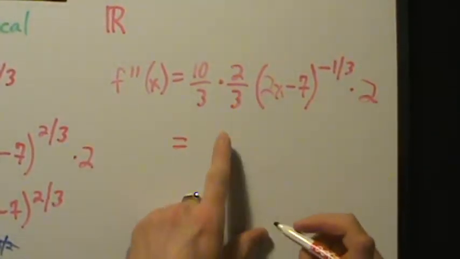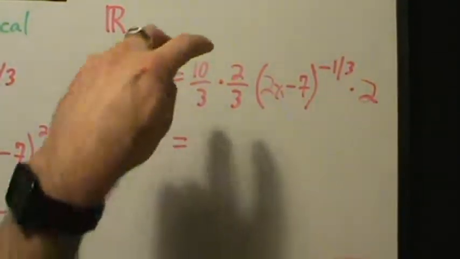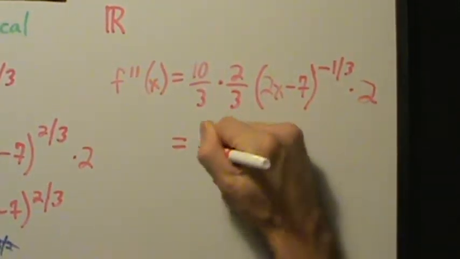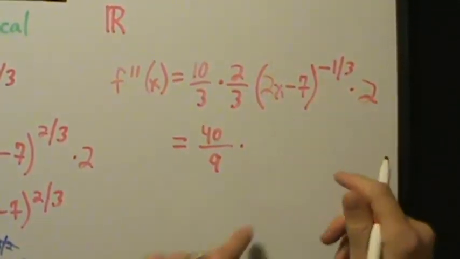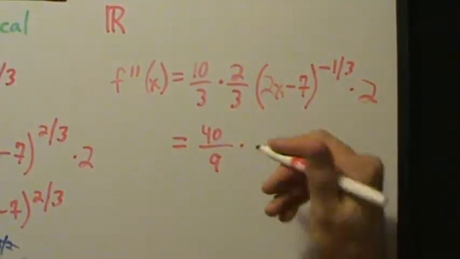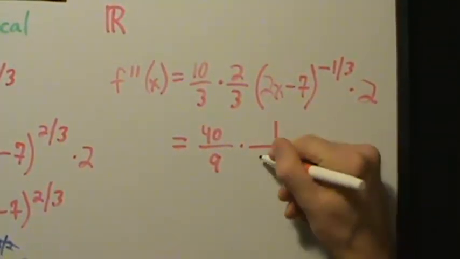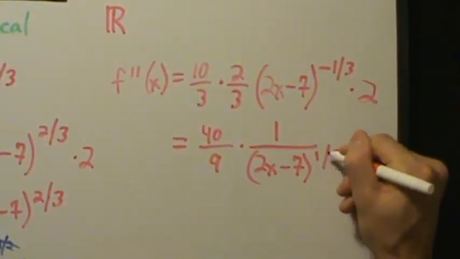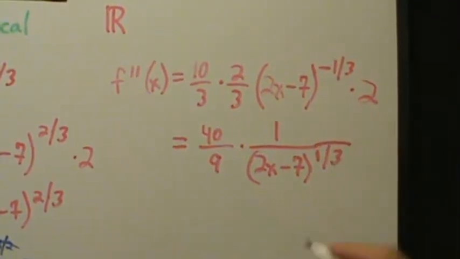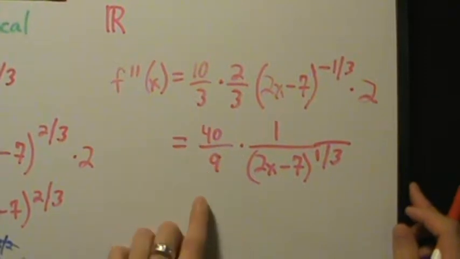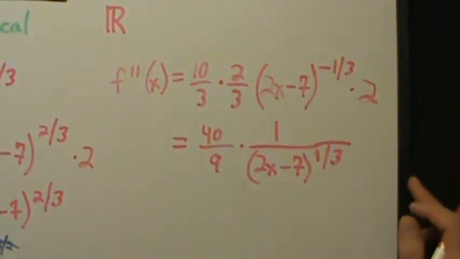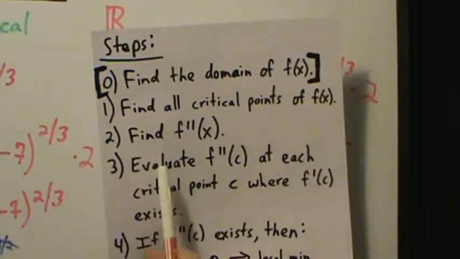So 10/3 times 2/3 times 2, that's going to be 2 ninths times 2, which is 40 over 9, times, now this negative exponent, let's rewrite that as a positive exponent, so this is going to be 1 over (2x minus 7) to the 1/3. Okay? Alright, so that's what we have going on here. So here's our second derivative, f double prime of x equals 40 over 9 times 1 over quantity 2x minus 7 to the 1/3. Okay? So that's it for step 2, find f double prime of x.